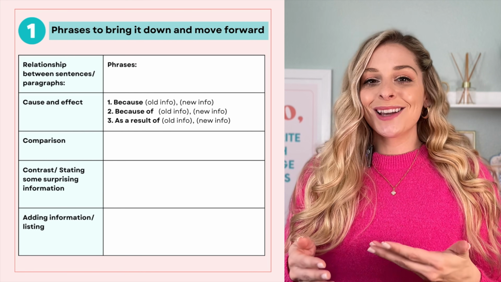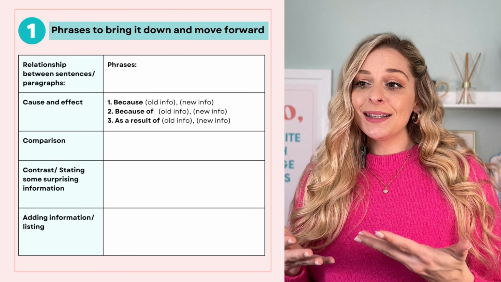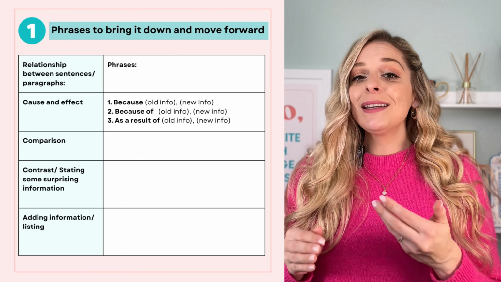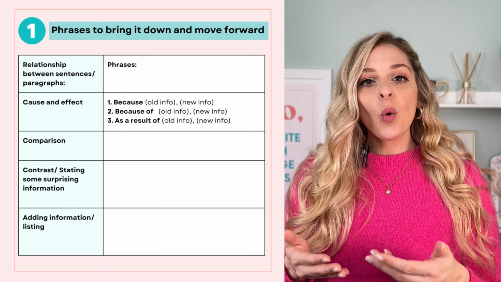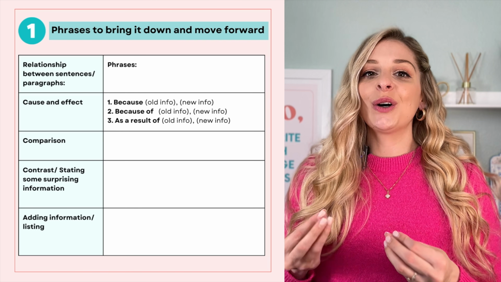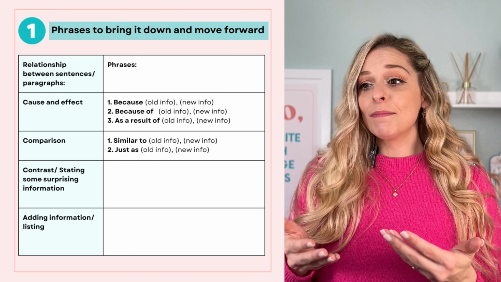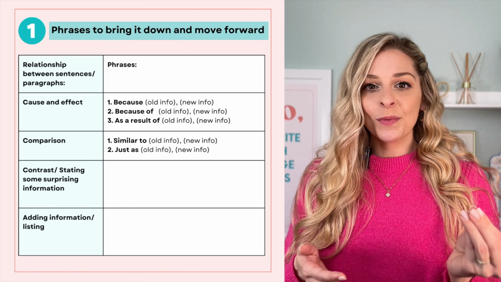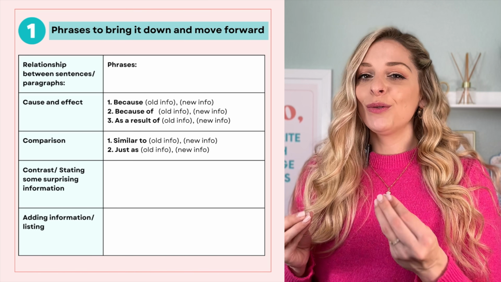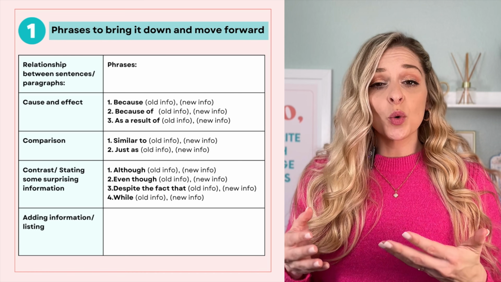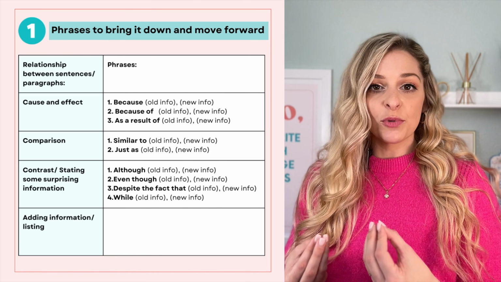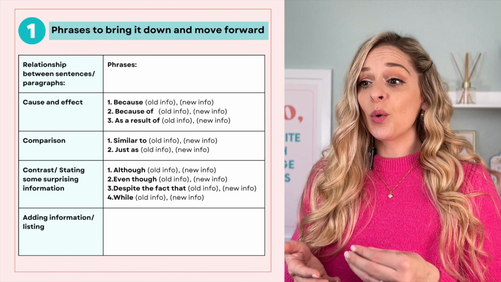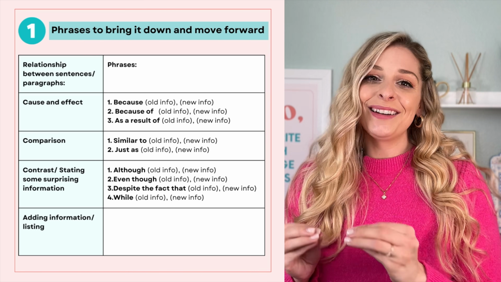If you want to express a cause and effect relationship, you might say, because old info, then new info. Or because of old info, new info. Or as a result of old info, new info. If you want to compare something, you might say similar to, then have the old info and new info, or just as, old info, new info. If you want to contrast or state something that is unexpected or surprising, you can use although, even though, despite the fact that, or while, old info, then new info.